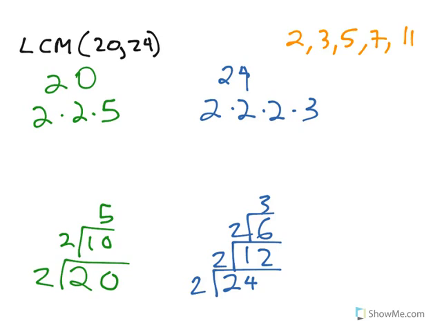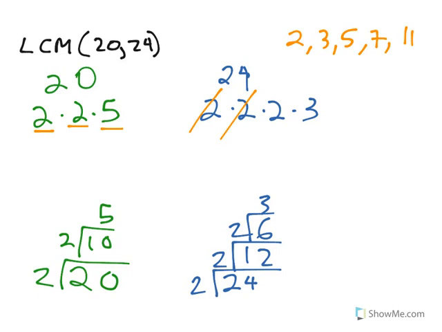Now we'll find the duplicates. We have 2 here. Do we have any 2's in the prime factors of 24? Yes, we do, so we'll cross it off. We have 2 here. Do we have any 2's in the prime factors of 24? Yes, we do, so we'll cross it off. We have 5 here. Do we have any 5's in the prime factors of 24? No, we don't. So we don't need to cross anything off. Since we've come to the end of 20's prime factors, we can stop.